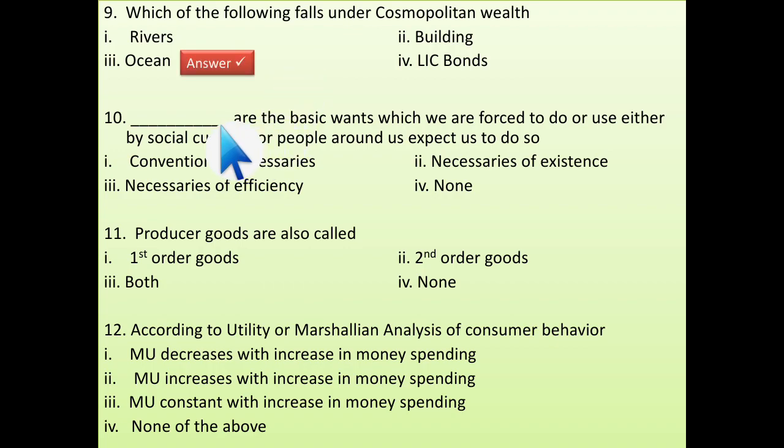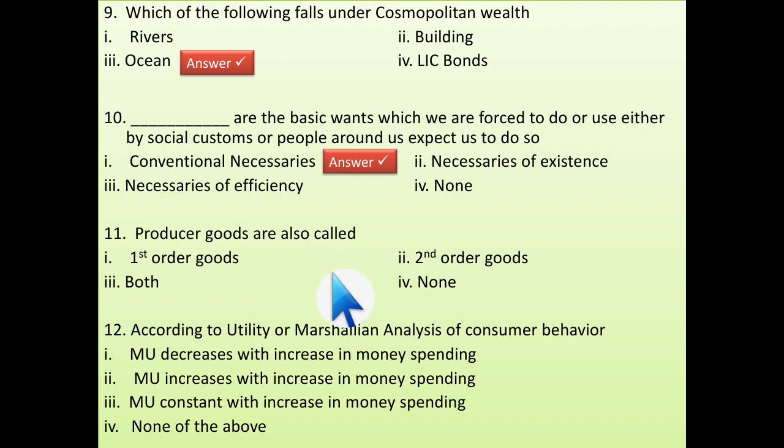Okay. Next, what are the basic wants which we are forced to do or use either by social customs or because people around us expect us to do so? Well, basic wants mean necessaries, but it is bound by social custom. That means it is conventional necessary. I have told you, Holi, Diwali, color in Holi, diyas in Diwali, they are conventional necessaries. Yes or no?